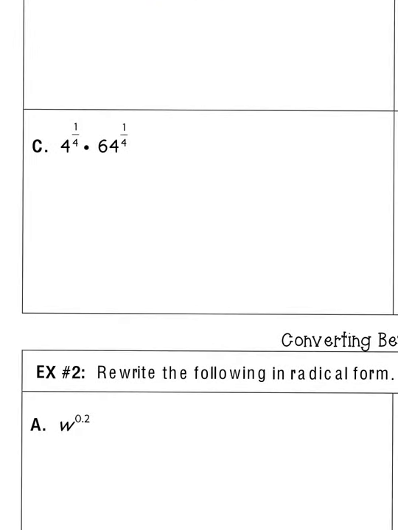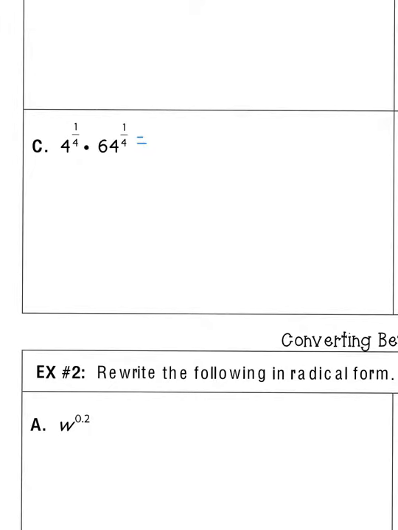So C, I already see here I have a 4 and a 64. Now I know that I can convert 64 into a base of 4. Or I can convert both of these into bases of 2s, and I can do it way 2 like we just did previously. Or I can put these both into their 4th roots because they both have a denominator of 4. So let's start with that way first.